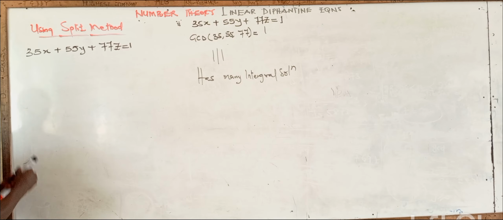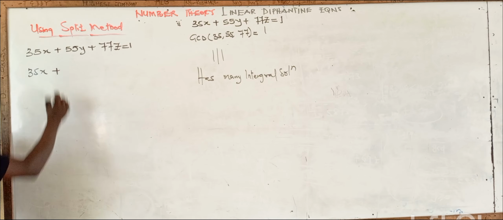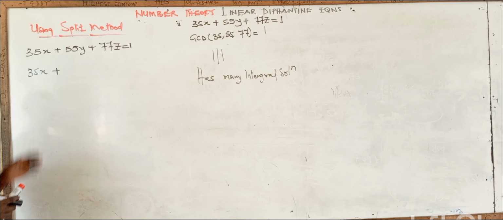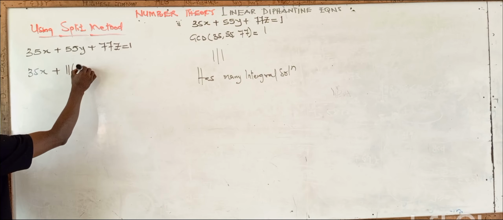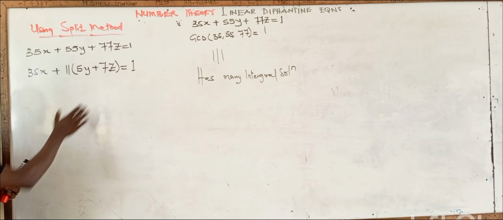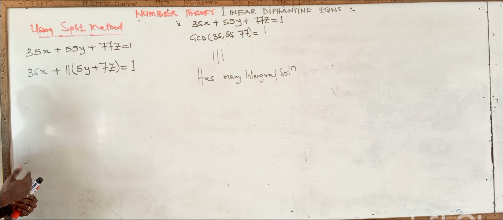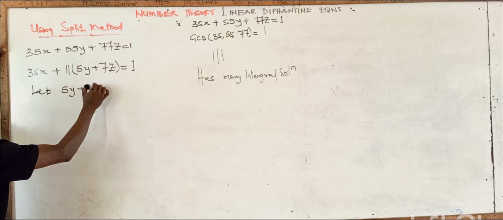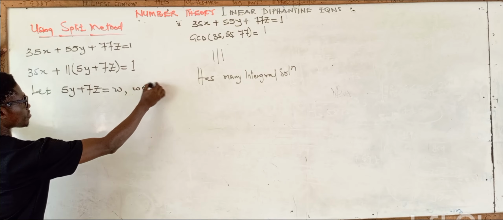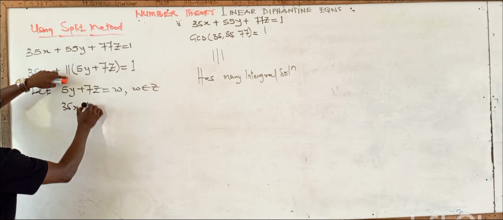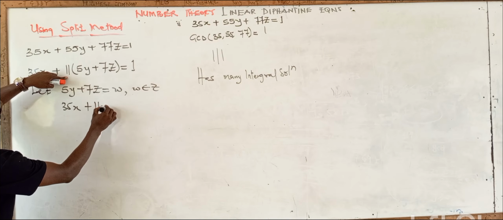With the split method, we have our first term 35x, then we split the rest. We know that 11 can divide 55 and 11 can divide 77, so we can factorize 11 out. We have 35x plus 11 times (5y plus 7z) equal to 1. Once we read this well, we let what is inside the bracket be equal to any variable, let's say w, and w must come from the set of integers. So we let 5y plus 7z be equal to w. Then we pick the next one, 35x plus 11 times the whole of this, which is w. So we have 35x plus 11w equal to 1.